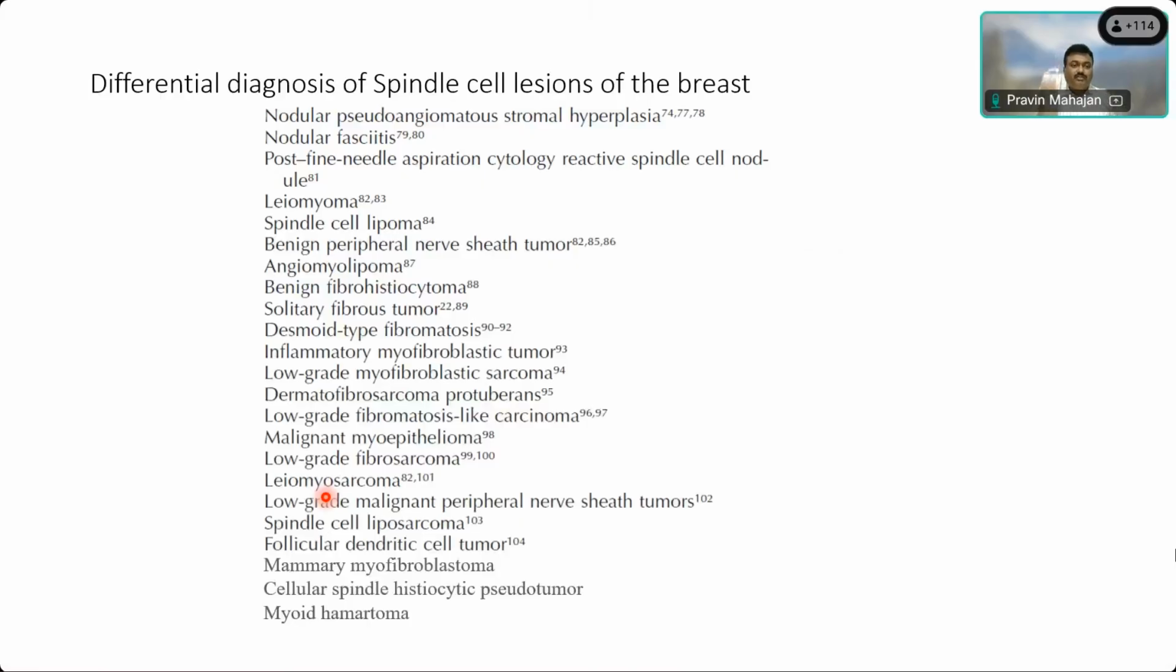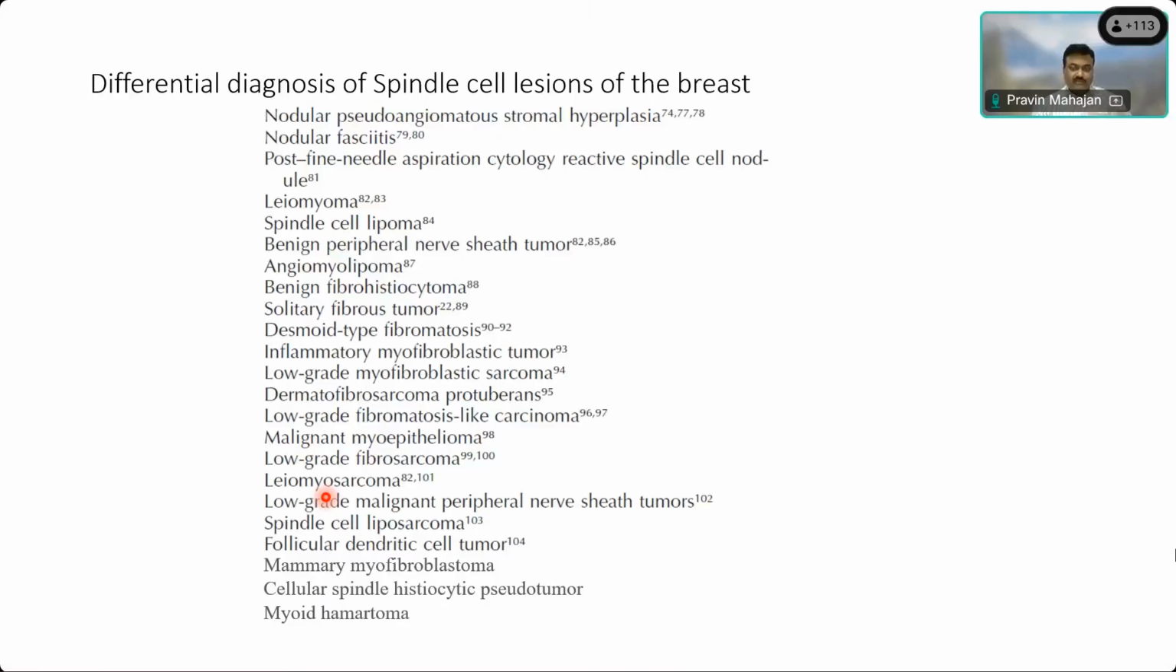So these are actually so many differentials of the spindle cell lesions, which include spindle cell tumors of the soft tissue also, and something which you see commonly at this site, like PASH, nodular pseudoangiomatous hyperplasia, although you don't see such morphology. But just to enumerate the spindle cell lesions at the breast, there can be so many things, including PASH, which is seen in breast. What does PASH mean? Pseudoangiomatous stromal hyperplasia. Sometimes post FNAC also you can get reactive spindle cell proliferation.